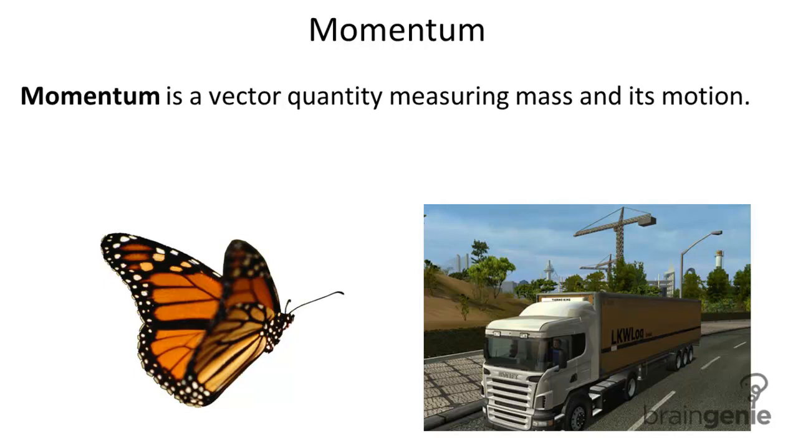Welcome back. This topic is momentum. Momentum is a vector quantity measuring mass and its motion. In everyday terms, we might hear about runners or cars or trains having a lot of momentum.